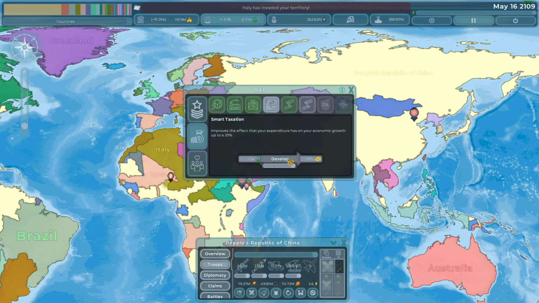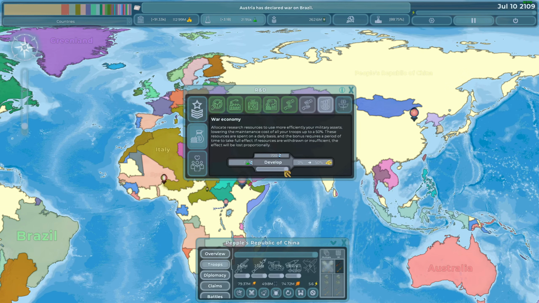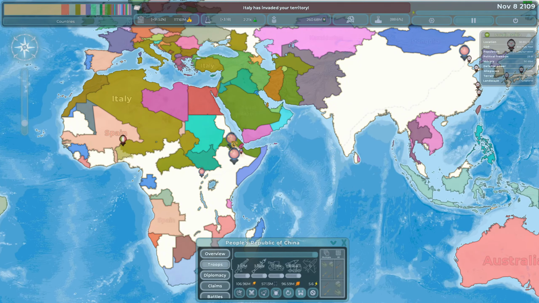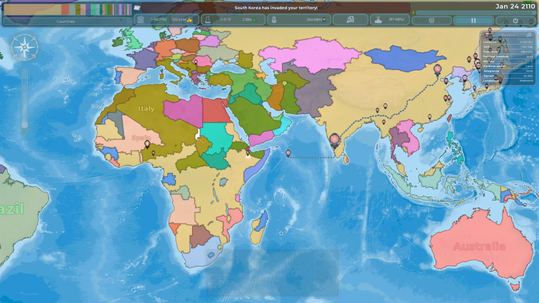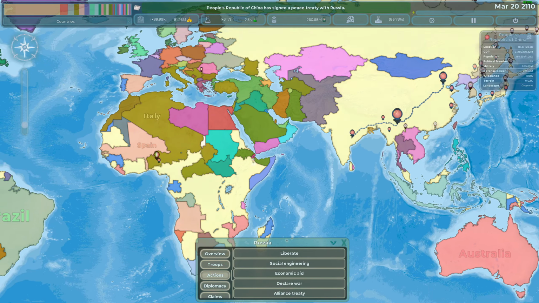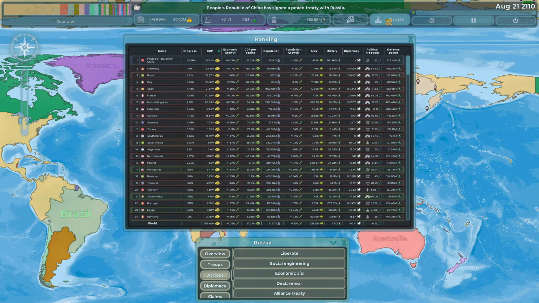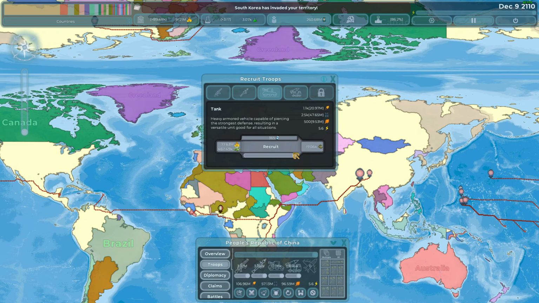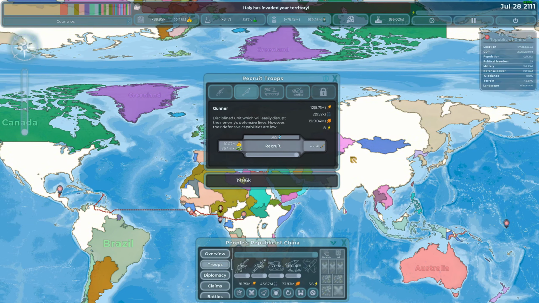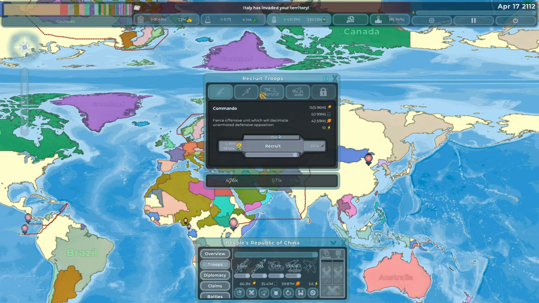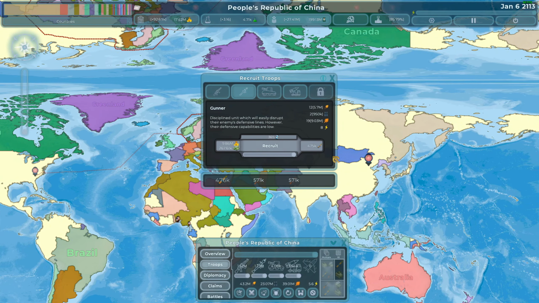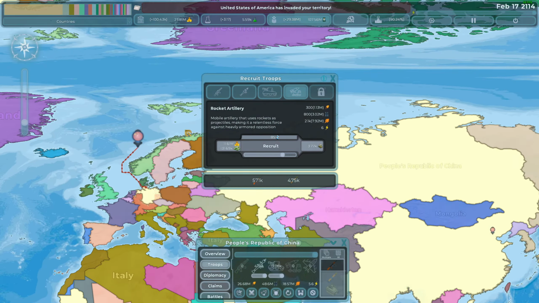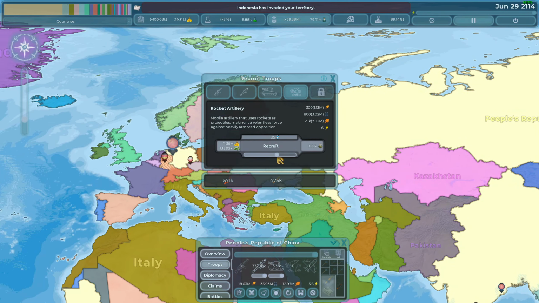We're gonna push down smart taxation, war economy, and welfare state here. Italy blocked us, so we're just gonna peace out with Russia here. All right. Let's go for Germany, the German mainland. It's a risk, but what isn't risking in it? If we can get you in Germany's mainland, that would help tremendously, you know?